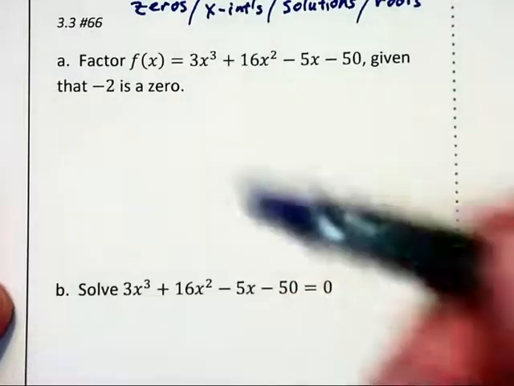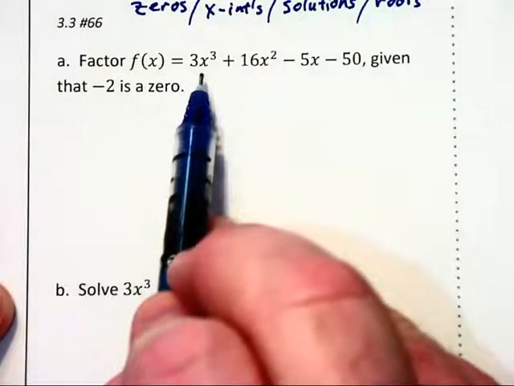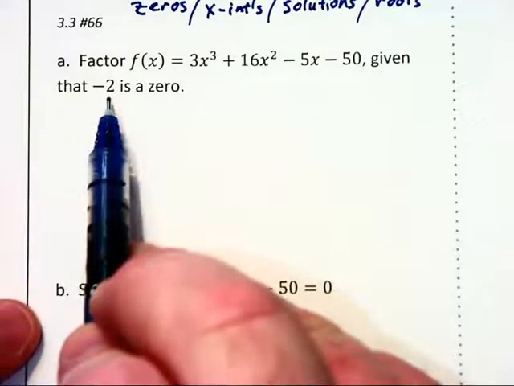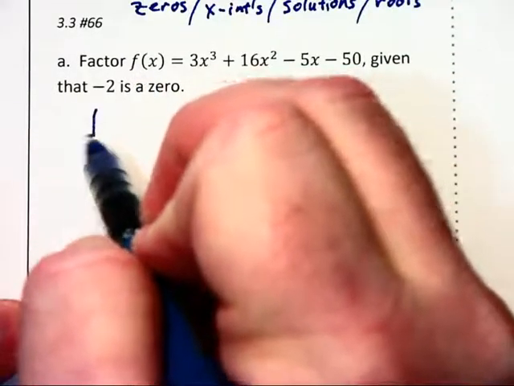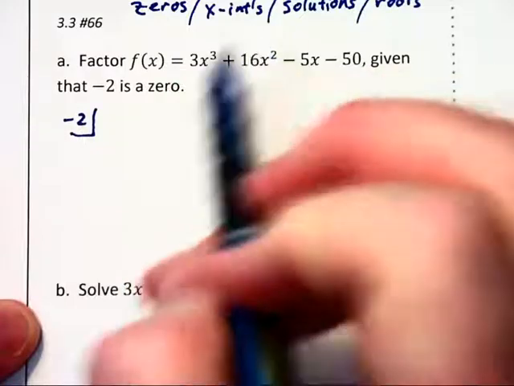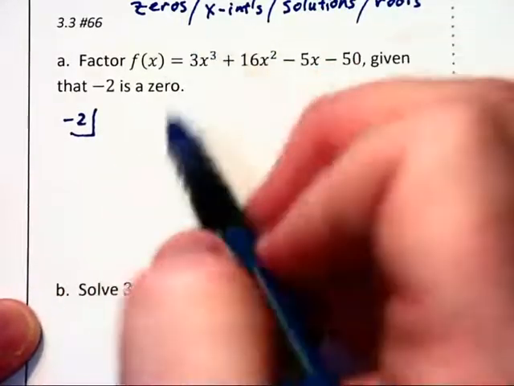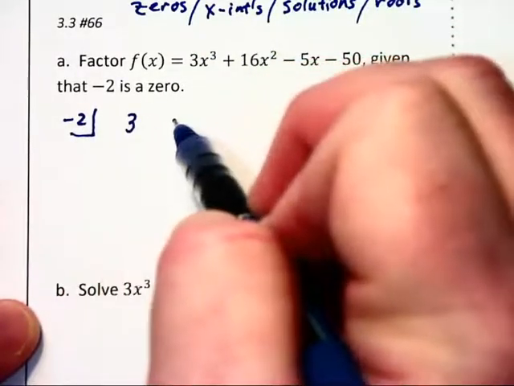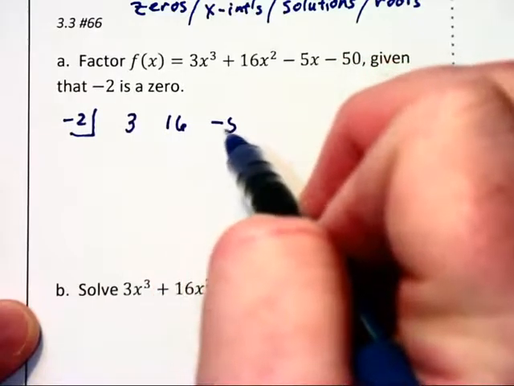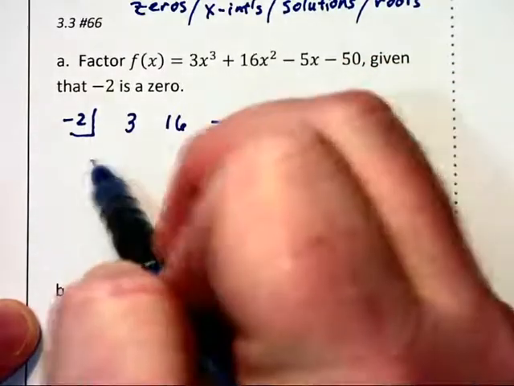We're being asked to factor this third-degree polynomial, but we're given one of the zeros. That means if we do synthetic division, this will work and give us a remainder of 0. So our polynomial has 3, 16, negative 5, and negative 50 as its coefficients.